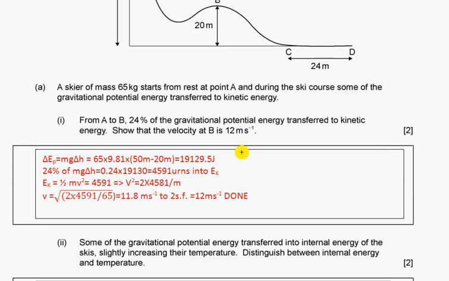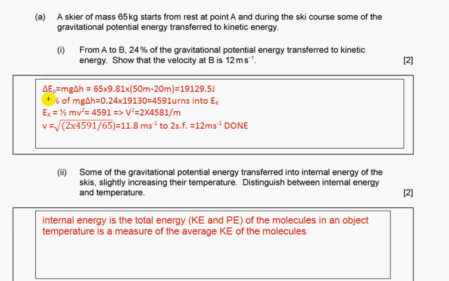Let's find how much the decrease of potential energy is. mg delta h, change of height, we get some amount. 24% of this amount will give us so many joules. That turns into kinetic energy. The formula for kinetic energy: half mv squared equals the energy. Rearranging this formula for v squared and then taking the square root, we get 12. So this question is done.